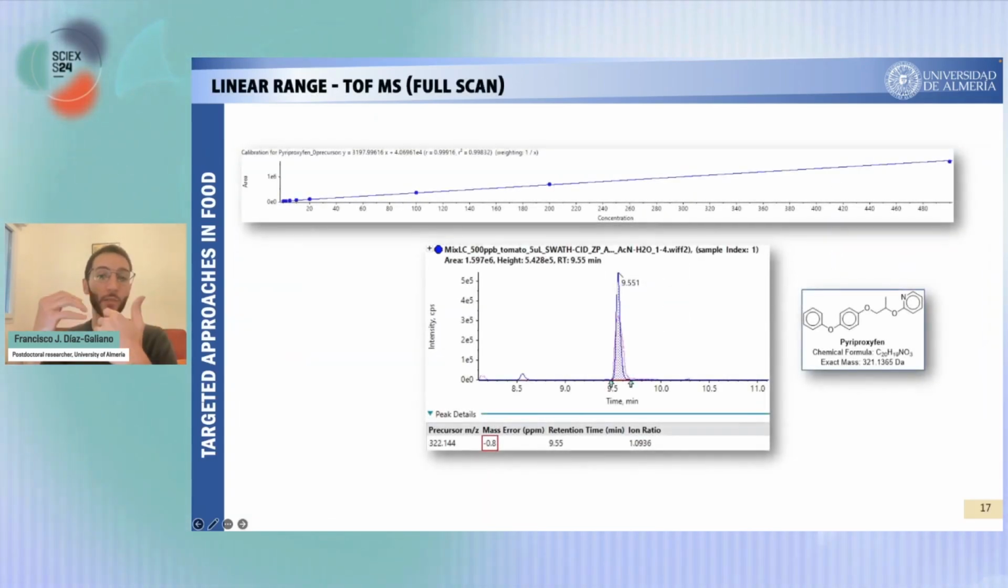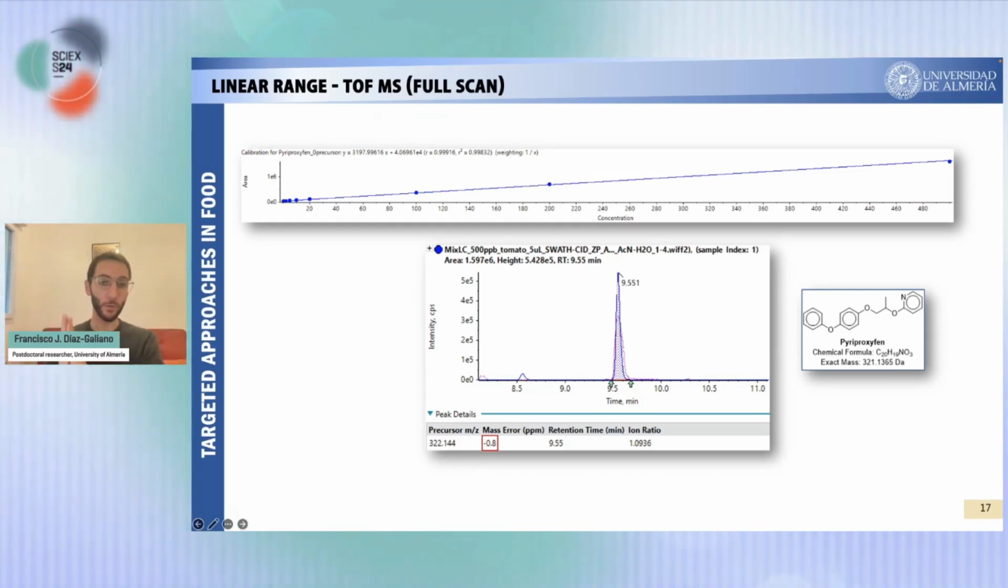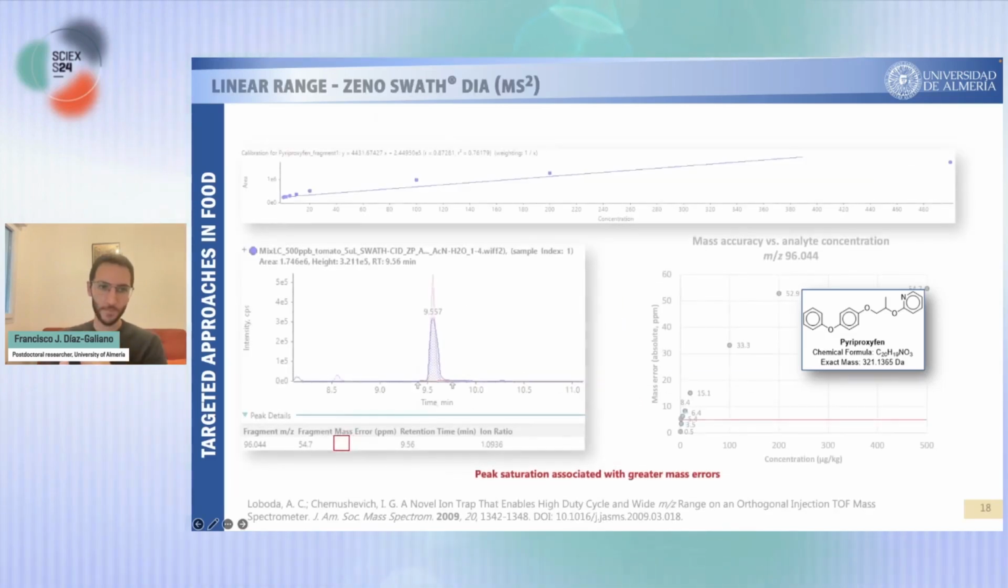Another parameter that we investigated was the linear range. And as I'm showing in this slide for pyriproxyfen, we found that many pesticide residues presented very good linearity across 3 orders of magnitude, that is from 0.5 to 500 ppb. This was true for the full scan analysis. However, there were some differences for the MS2 data.